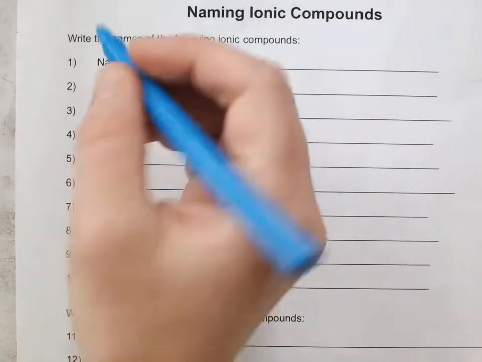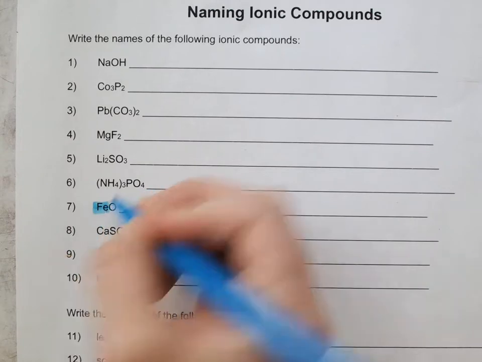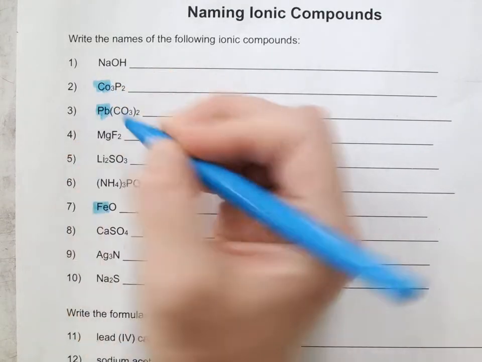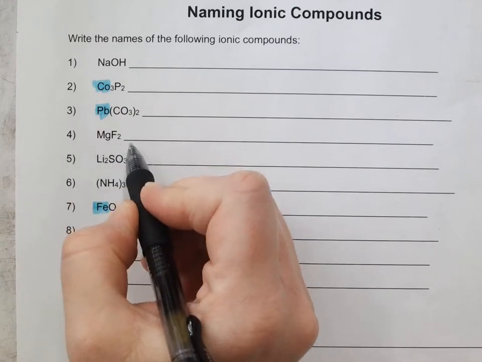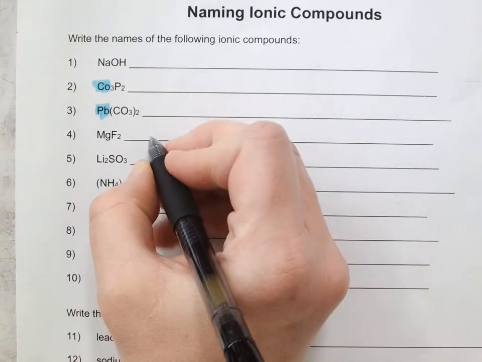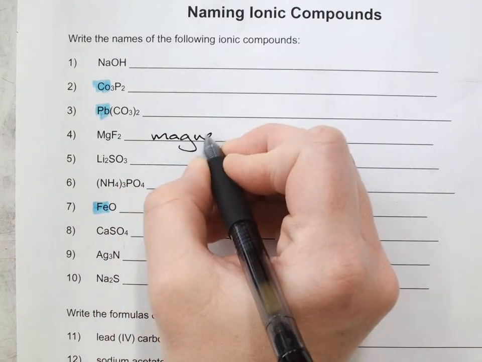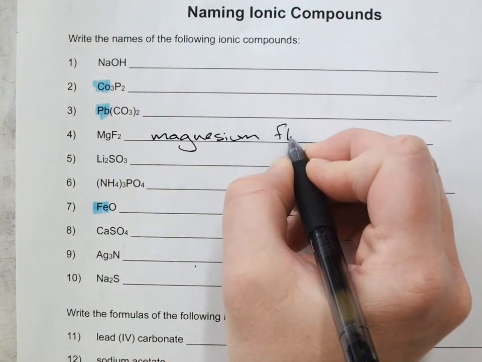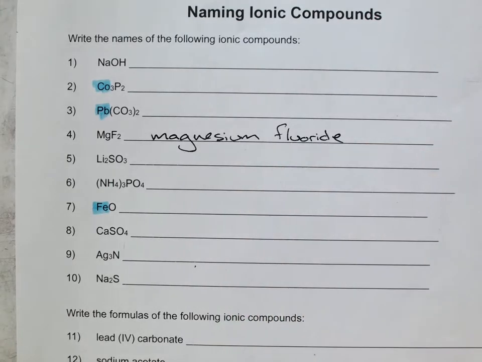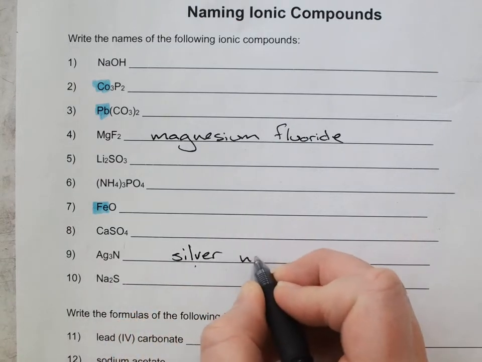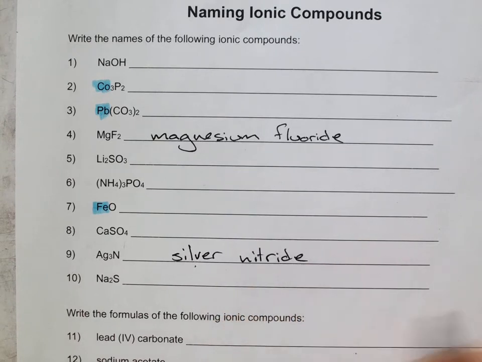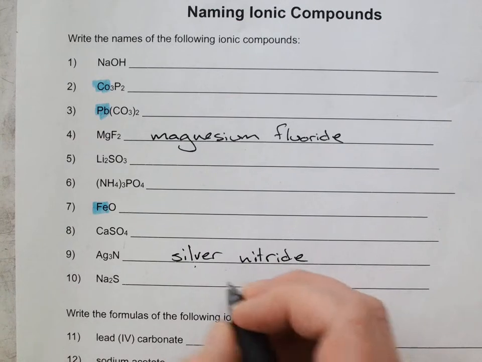And that is these guys. Iron. They need Roman numerals and nobody else does. So let's do the other ones first because it should be very straightforward. Magnesium and fluorine form magnesium fluoride. Okay. Down here, silver and nitrogen form silver nitride. Sodium and sulfur form sodium sulfide.